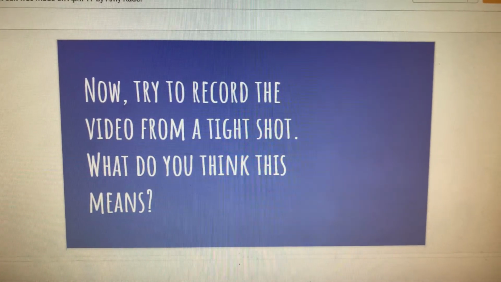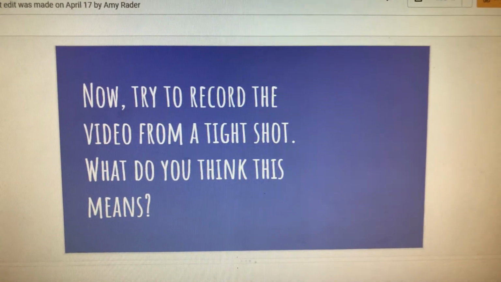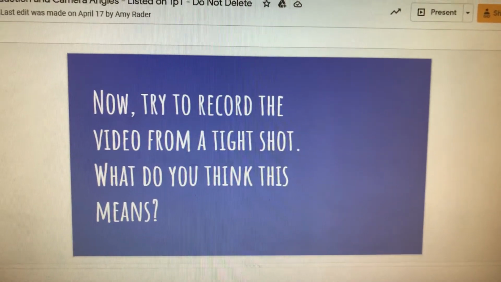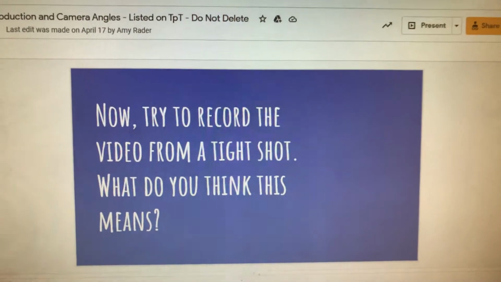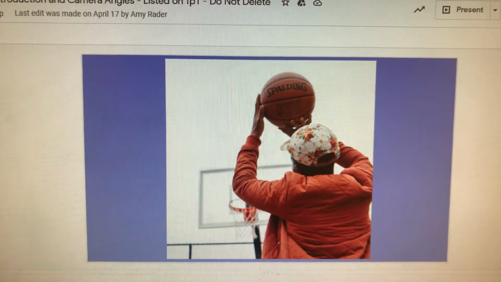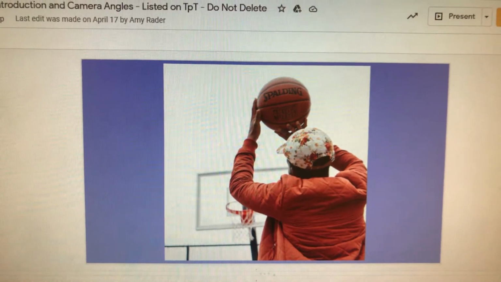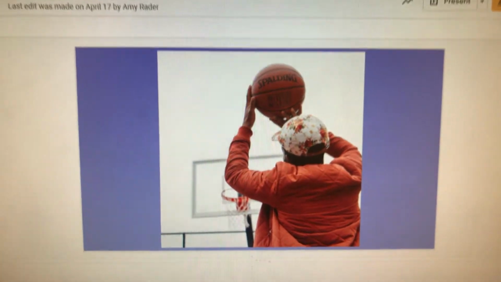Now we want to look at what a tight shot might be. What could a tight shot be? Do you think it might be similar to a close-up? Well, let's see. A tight shot is similar to a close-up, but it is a picture or a video where the subject takes up most of the room.